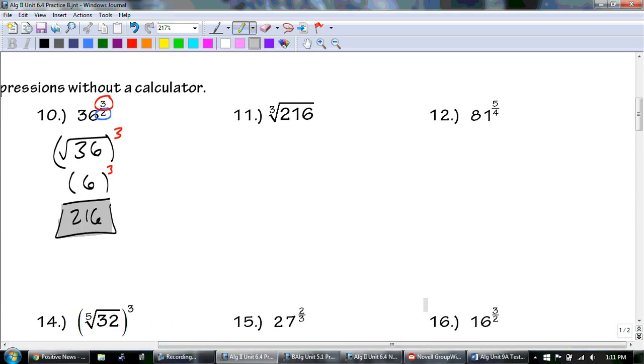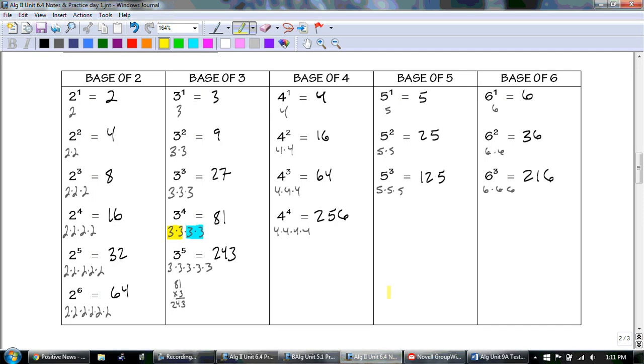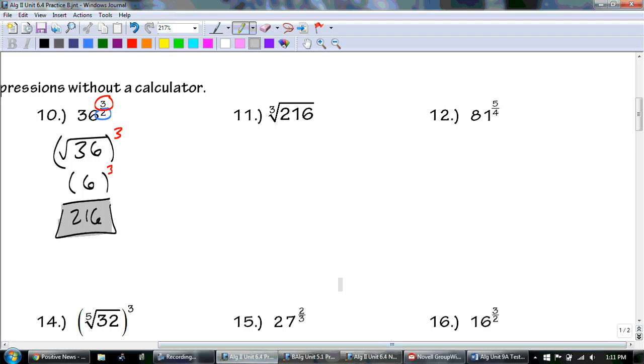Okay, number 11, I'm trying to find the cubed root. So once again, I just go to the cubes. The only one that's 216 is 6. So when I'm taking the cubed root of 216, that is just 6.